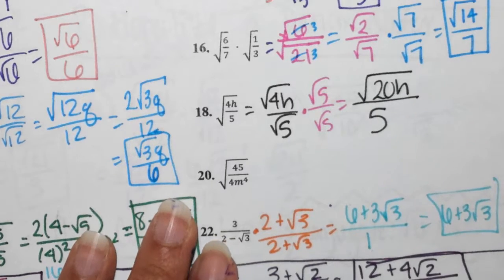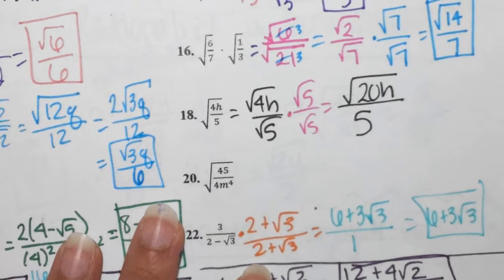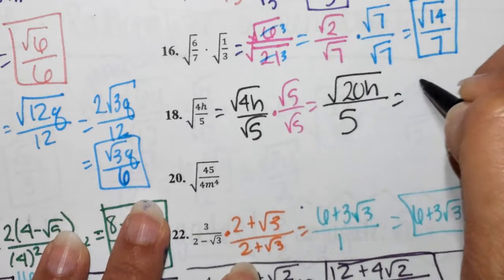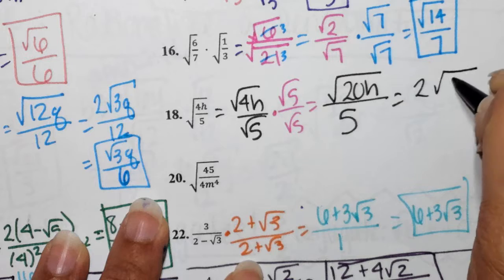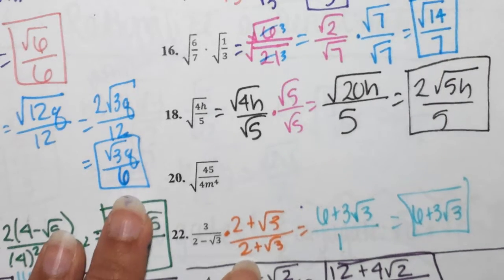20h. Alright, what does 20 break down into? 4 and 5. And what's the square root of 4? 2. Does that 5 stay inside? Yes. So it's 2 root 5h divided by 5. So that's it. Yep. Okay, see, I can get that far.